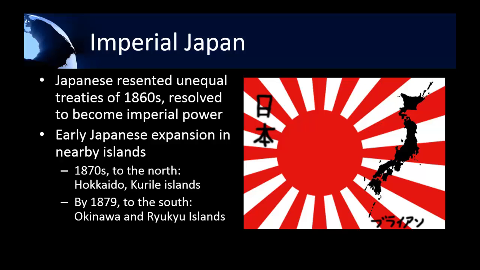For instance, we're going to see that during World War II, they're going to expand to Indonesia for access to rubber and petroleum. However, we're still looking at the 19th century. So in 1870, we see Japan taking the northern island of Hokkaido and the Kuril Islands, then Okinawa and the Ryukyu Islands.